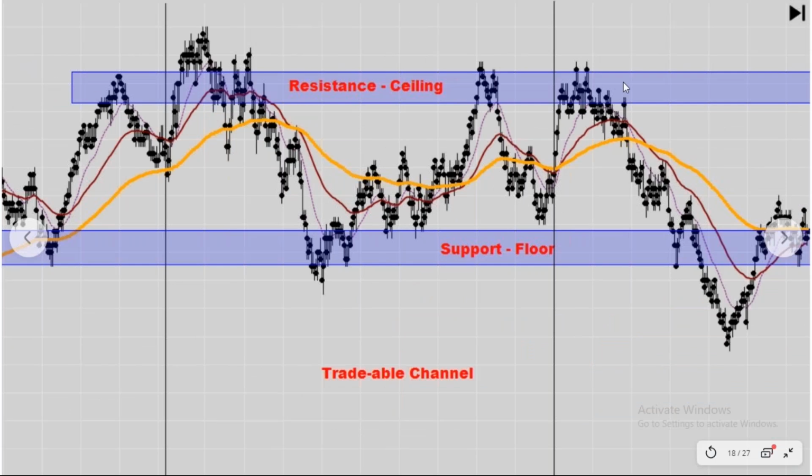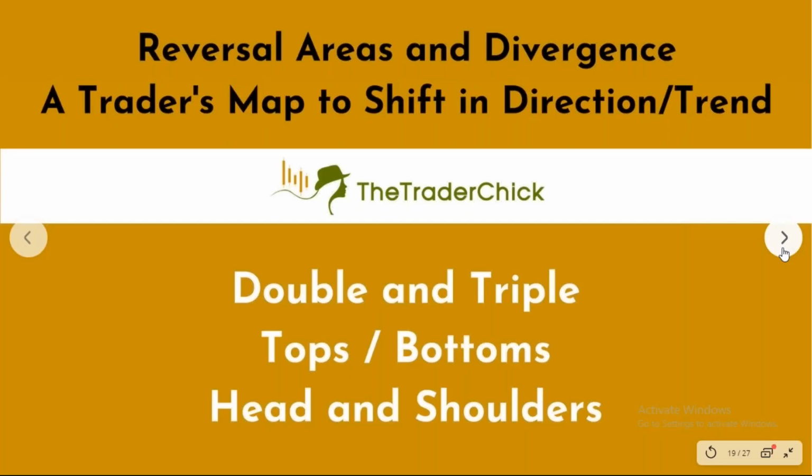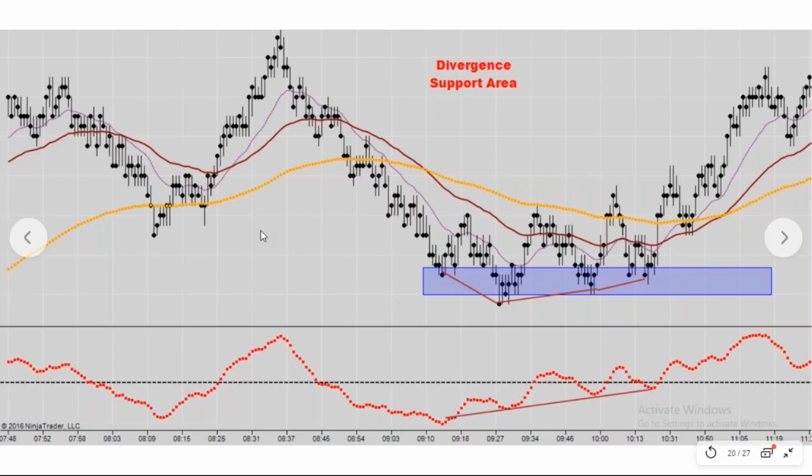This is what a tradable channel can look like. Very common sideways markets, but if it's a big enough tradable channel, meaning that it's wide enough, you can still find mini trends as well, right? So let's talk about how we could first start to spot all this information.